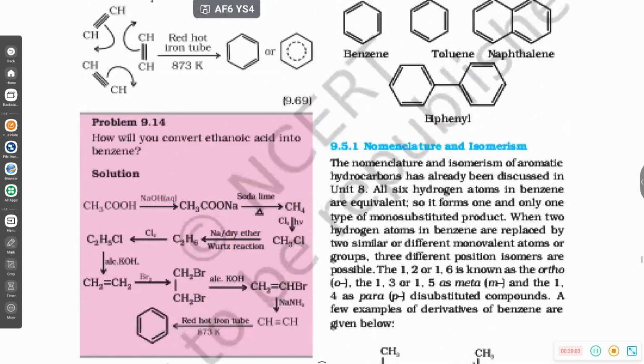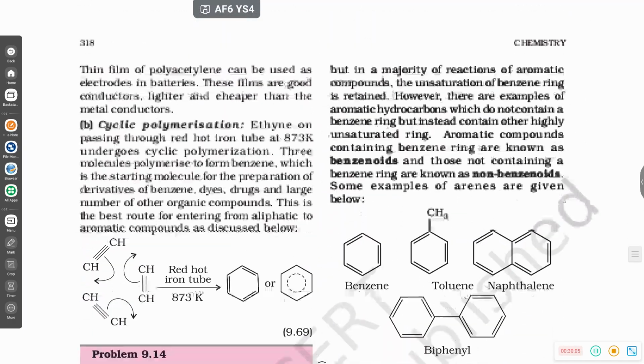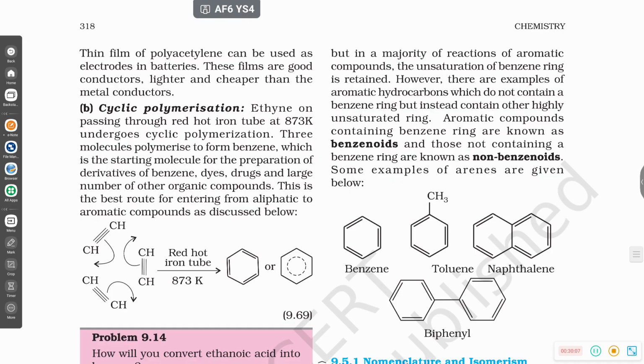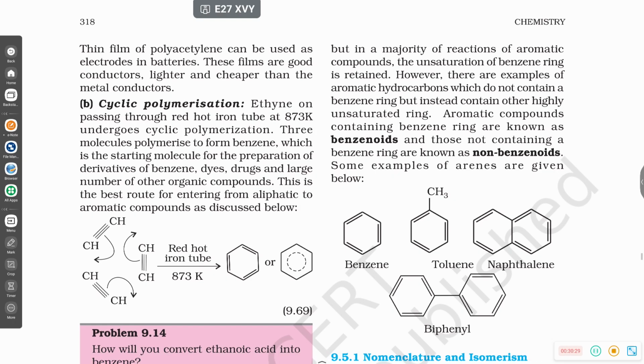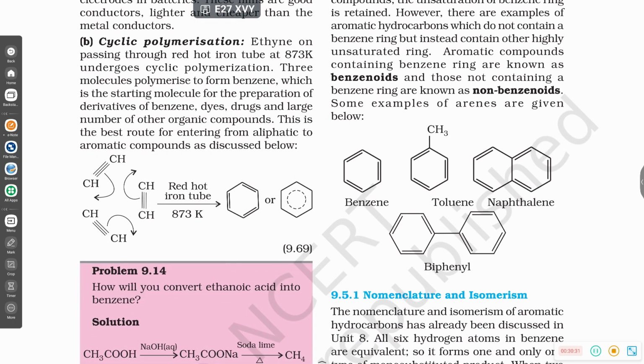Benzene ring is highly unsaturated, but in majority of the reactions of aromatic compounds, the unsaturation of benzene ring is retained. However, there are examples of aromatic hydrocarbons which do not contain a benzene ring, but instead contain other highly unsaturated rings. Aromatic compounds containing benzene ring are known as benzenoids. You know what are non-benzenoids? Benzene, toluene, naphthalene, biphenyl are aromatic compounds.